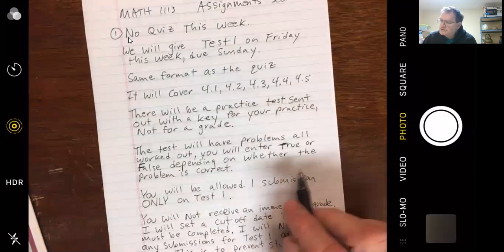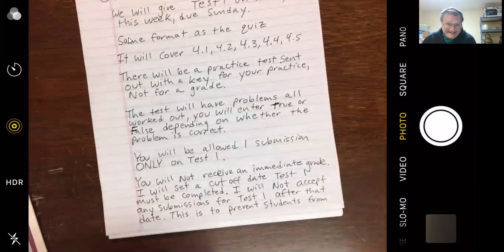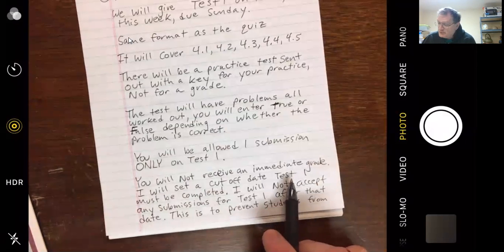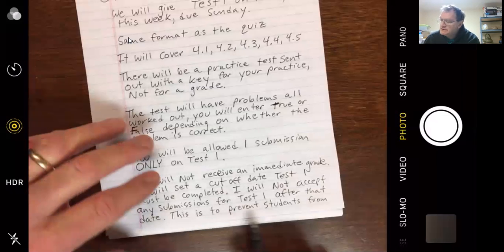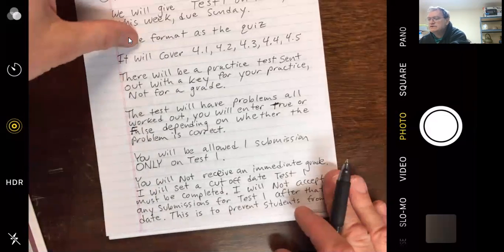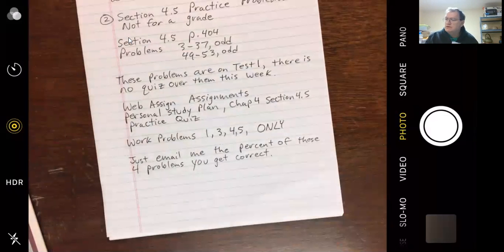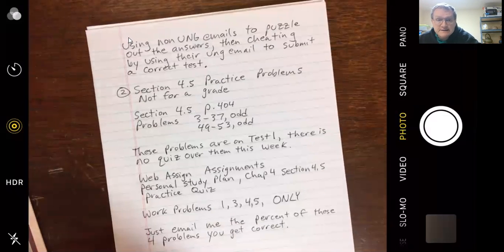And you'll enter true or false depending on whether the problem is correct. You'll only be allowed 1 submission on test 1. You won't receive an immediate grade. I will set a cutoff date. Test 1 must be completed by then. I will not accept any submissions for test 1 after that date. This is to prevent students from using non-UNG emails to puzzle out what the answers are, and then cheating by using their UNG email to submit a correct test. We'll give more details on that at the end of the week.